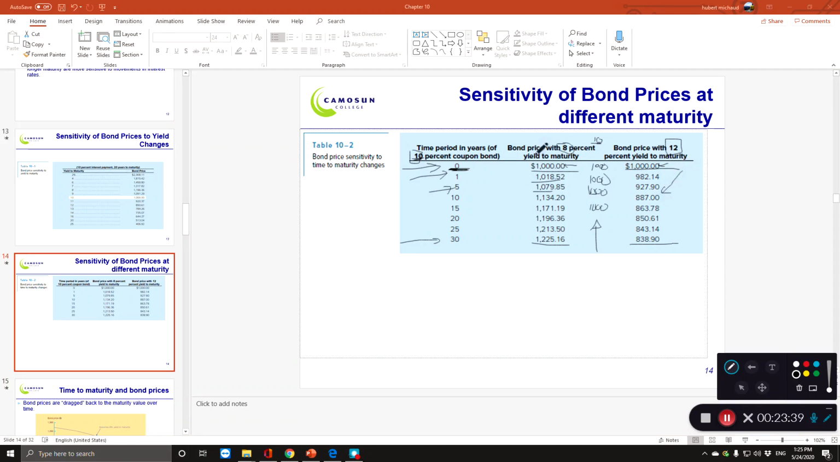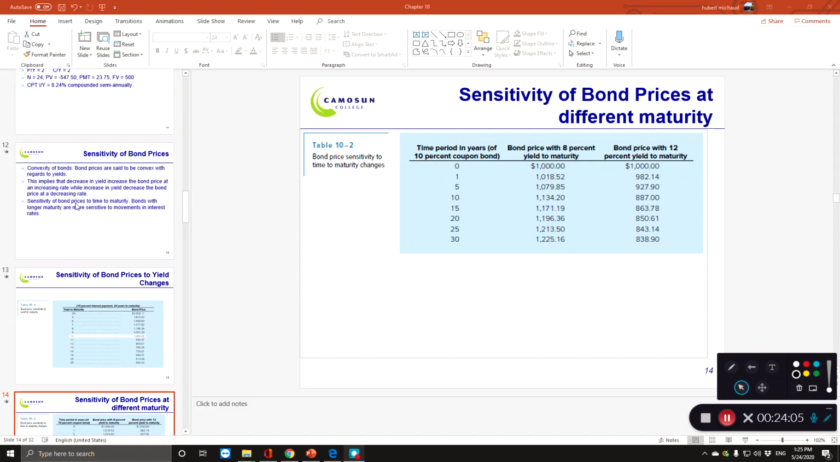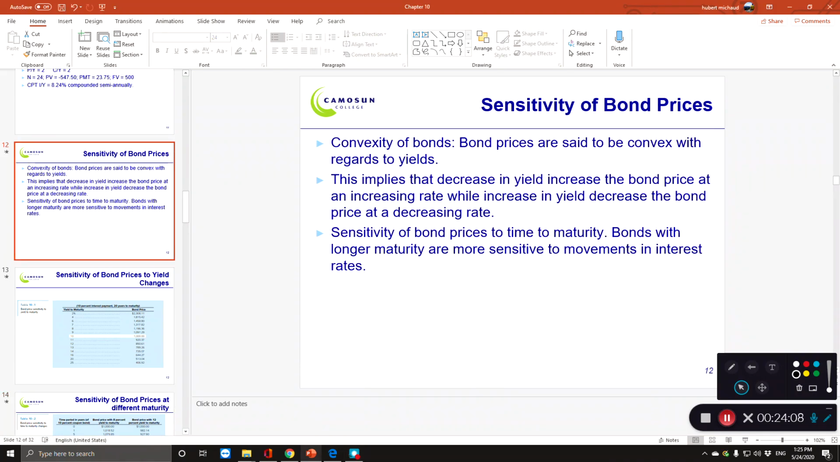The point this is trying to show is that the decrease in the price is much bigger for longer term bonds than it is for shorter term bonds. Similarly, the increase in the price for longer term bonds is much bigger than the increase in the price for shorter term bonds. Does that make sense for everyone? That's all this is trying to say, and this is my second point. This is that point here.